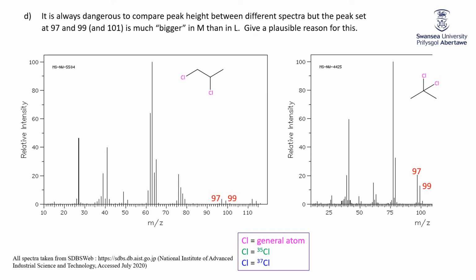And again, kind of discuss this a bit, dangerous to compare peak heights between different spectra, but the 97, 99, 101, much bigger here than here. Why was that? Well, this was where we lose the methyl group. So we either have, essentially call it a secondary carbocation with a chlorine there, or here a tertiary carbocation. And of course, tertiary carbocations much nicer than secondary carbocations.